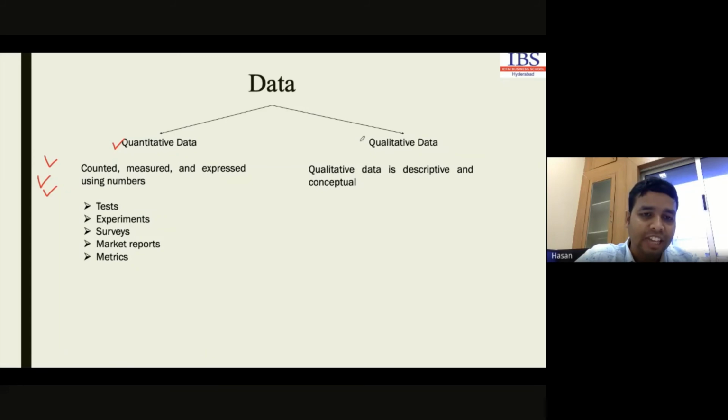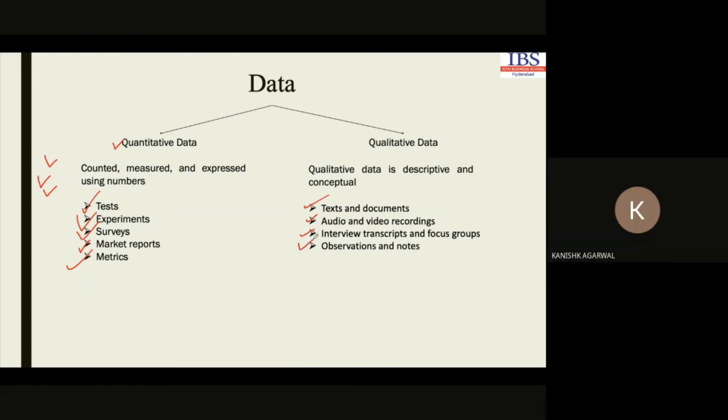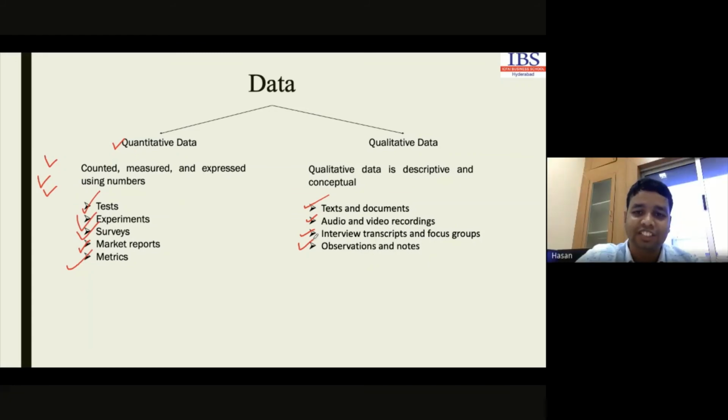Here is the example of quantitative data. Test result, we can measure it. Experimental data, we can measure it. Survey, we can count it. Market reports we can measure, metrics. So these are the examples of quantitative data. Similarly we have examples for qualitative data also. Text and documents, reports, audio video recording, interview transcript, observation and notes. So these are the examples of qualitative data. Sir, that means this class is also qualitative data in a way. Yes, this class is qualitative data. Yes, exactly.